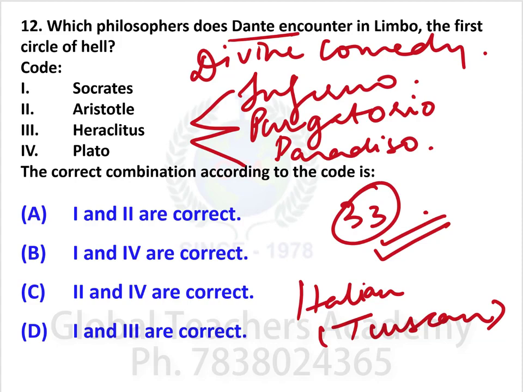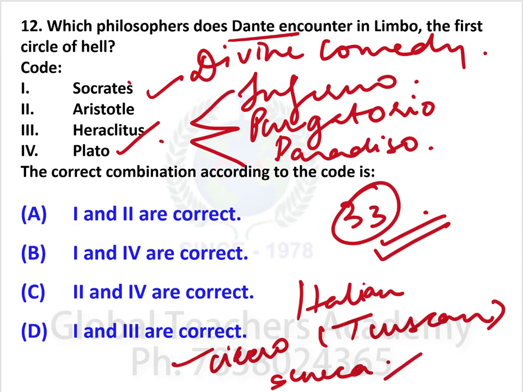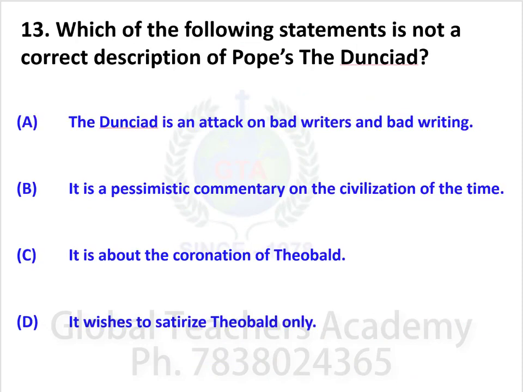So in the first circle of hell, which is being talked of, there are various philosophers that are encountered. Important among these are Socrates, Plato, Cicero, and Seneca. So the important philosophers that are encountered in the first circle are these 4: Socrates, Plato, Cicero, Seneca. Again, it's a factual question. You must know what the important philosophers that are met are. So your answer here becomes 1 and 4, which is the B option.